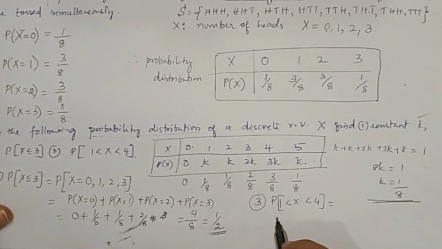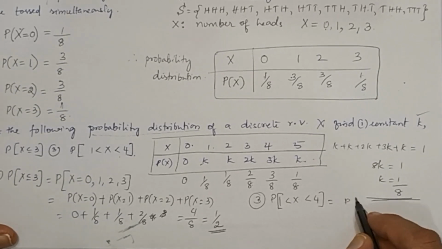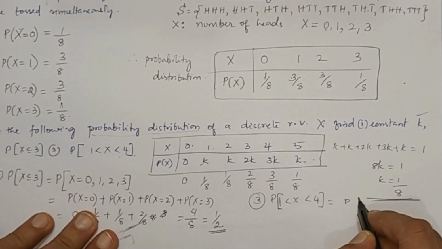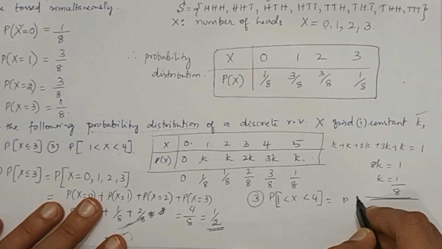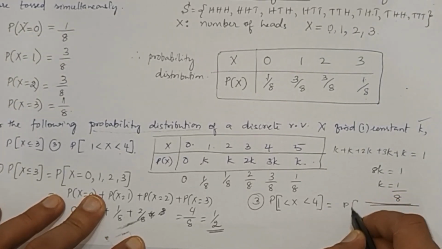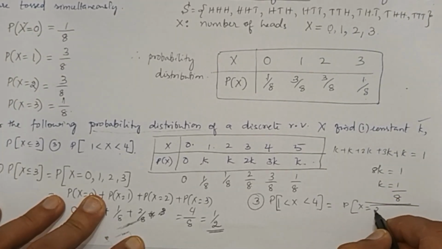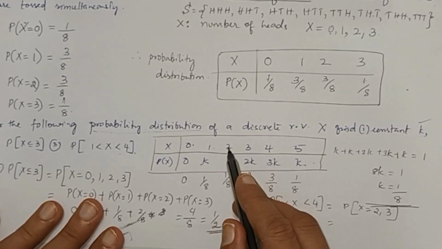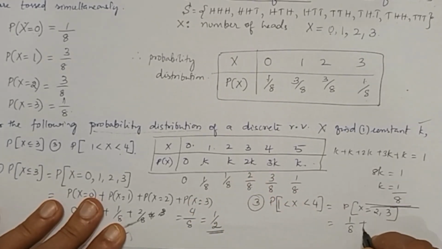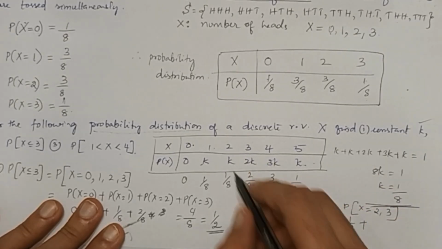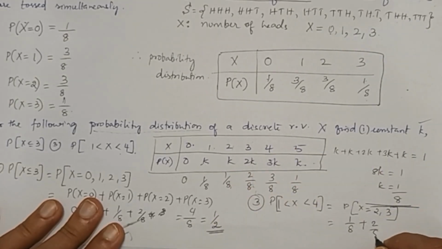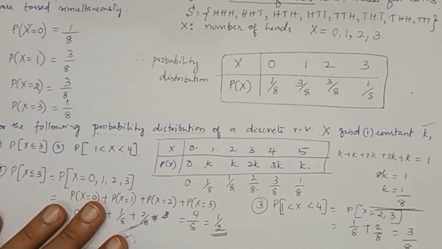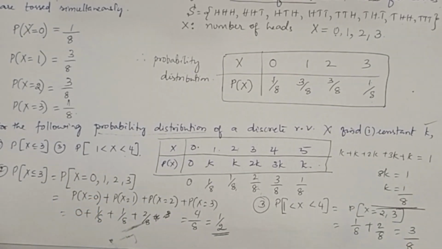The random values are in between 1 and 4 means P of x equal to 2, 3. What is probability at x equal to 2? That is 1 by 8. At x equal to 3, this is 2 by 8. So answer is 3 by 8. So this is how we find out the probabilities using the values of random variable.